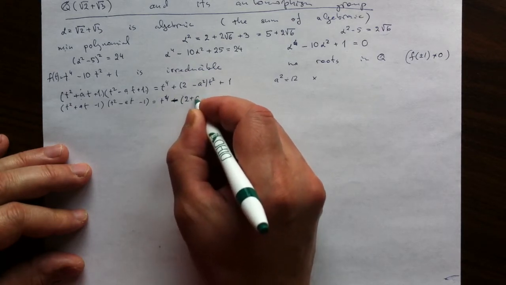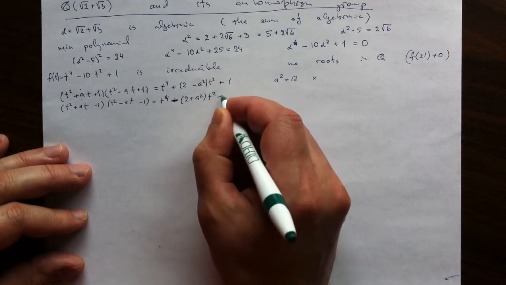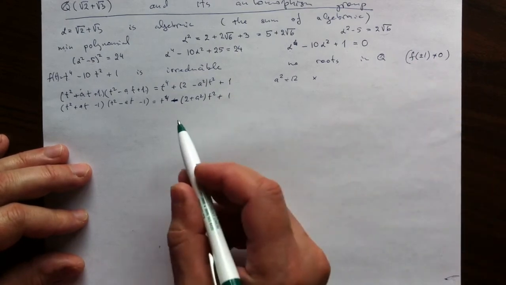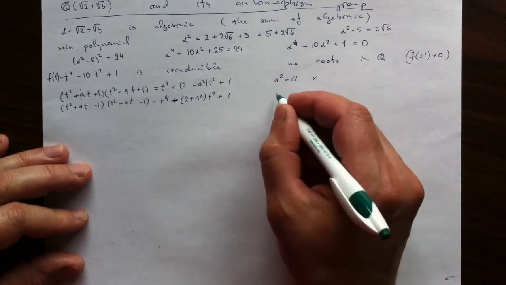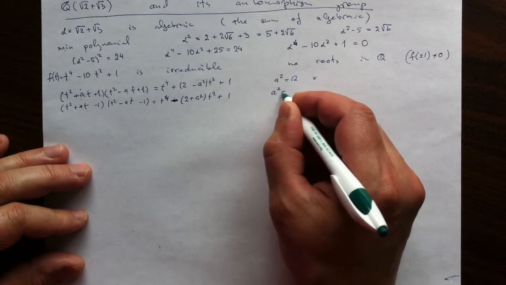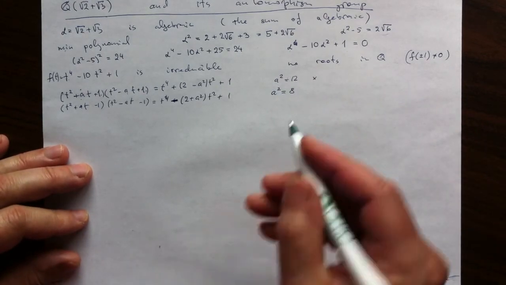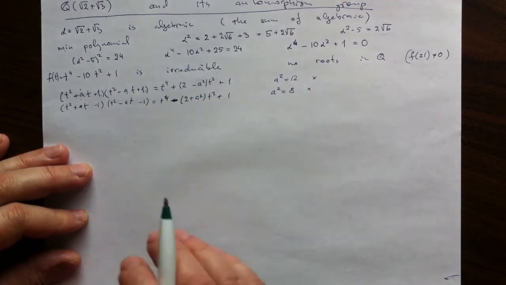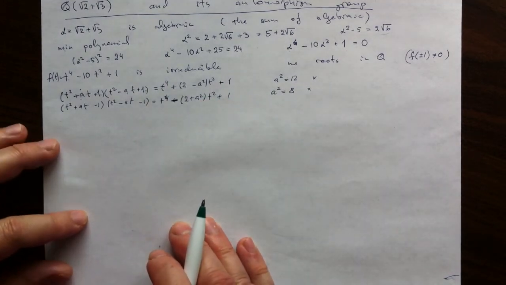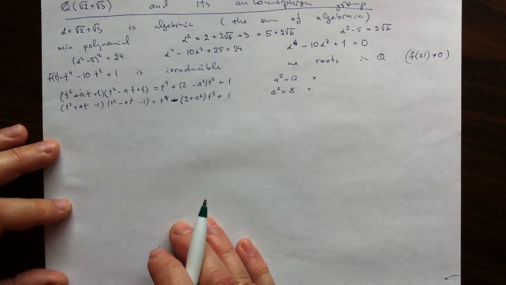I have 2 plus a squared, t squared plus 1. So that case will be giving me a squared being equal to 8. And again, it is not possible to solve in rational numbers. So that's why my polynomial is irreducible. I cannot factor it at all.